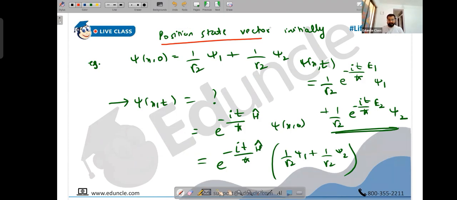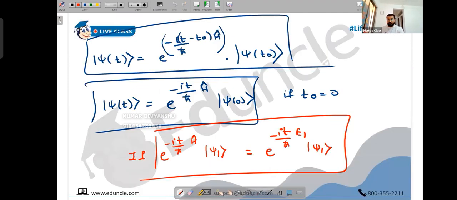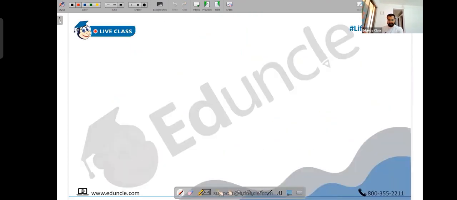That's it. So this is the initial wave function, and using this operator, you can find the wave function at any time t. Nothing else. The simple idea is you have the initial wave function. If you want to find the wave function after time t, apply this. That's it. Okay, evolution. Let's take a question now.